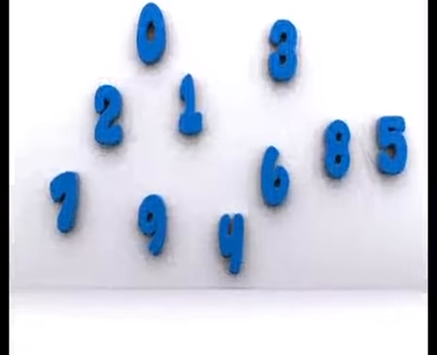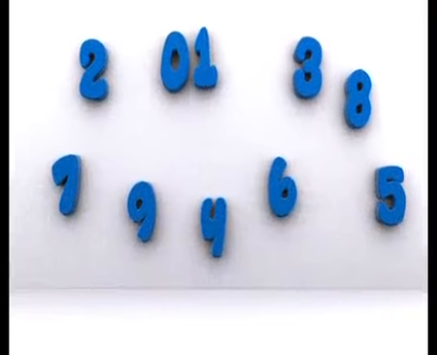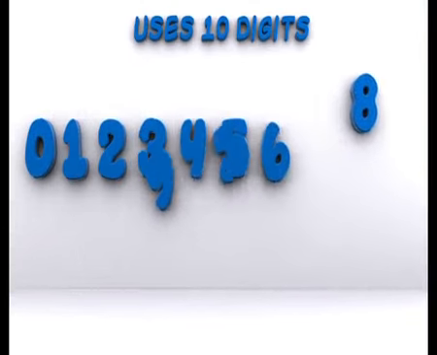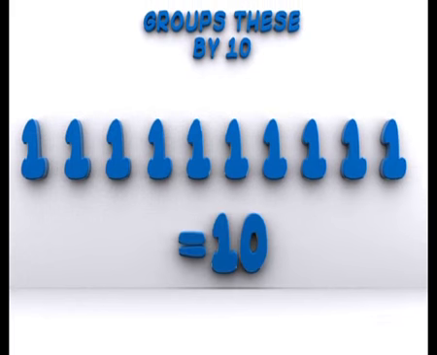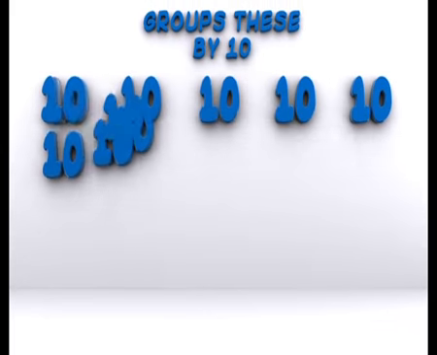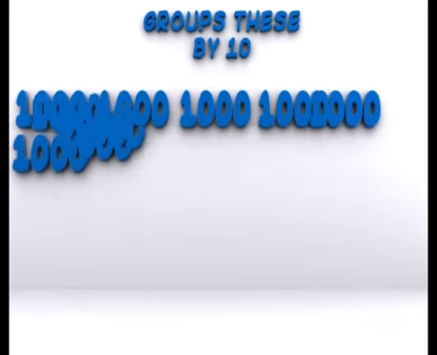Let's explore how the system works. It has 4 defining characteristics. First, it uses 10 digits: 0, 1, 2, till 9. It groups these by 10, so 10 ones are replaced by 10. Similarly, 10 tens are replaced by 100, 10 hundreds are replaced by 1000, and so forth.